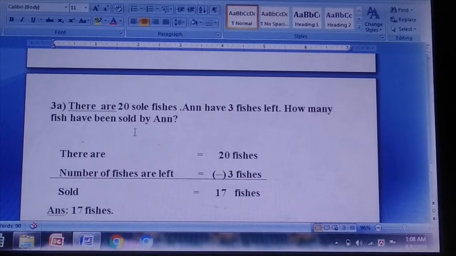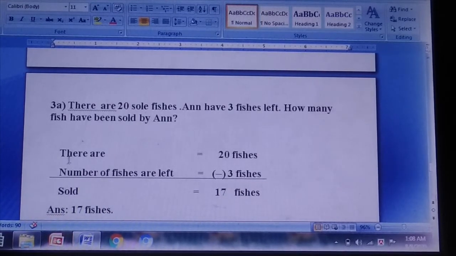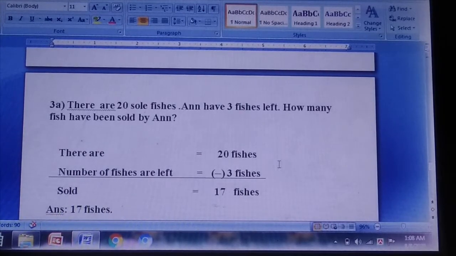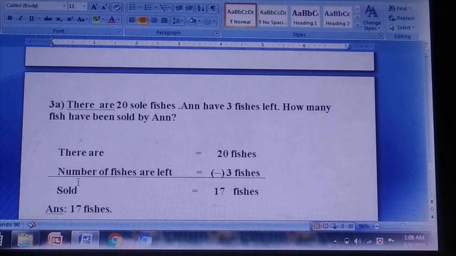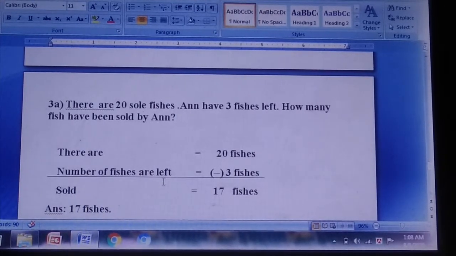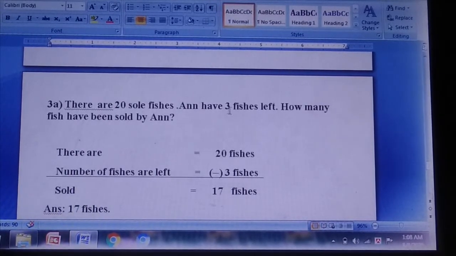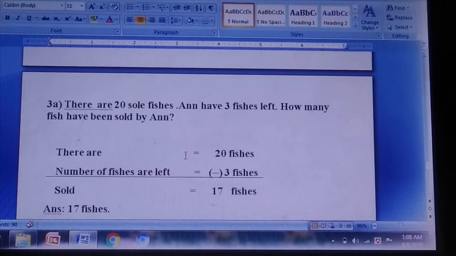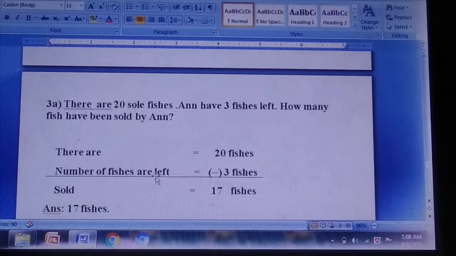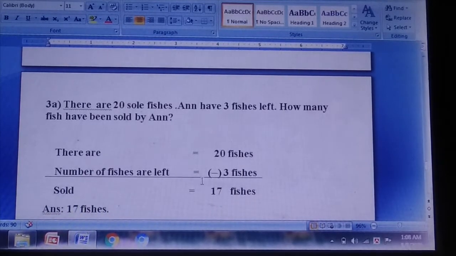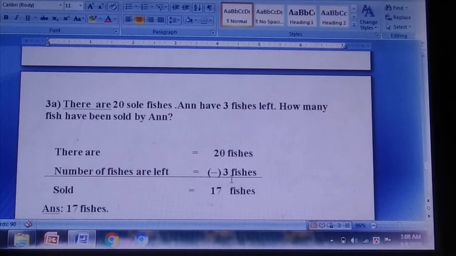So to solve these kinds of math, first I write here, there are 20 fishes. In the next line, I write the number of fishes left, because in our question it is mentioned that Anne has 3 fishes left. So I arrange this line into a proper statement like this: number of fishes left. Then I give an equal to sign. I write there 3 fishes.